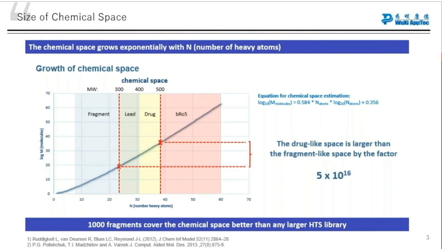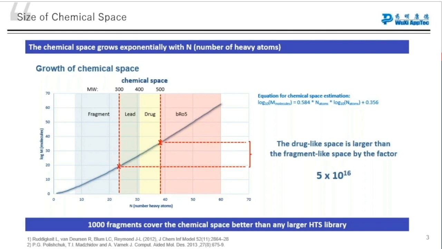There is the group of Jean-Louis Raymond, who has enumerated the chemical space of smaller libraries up to heavy atoms of 17 atoms. That information was then taken on by another group, Alexandre Varnek, who developed a function to that. This function is shown here in this equation, and this is a logarithmic function.